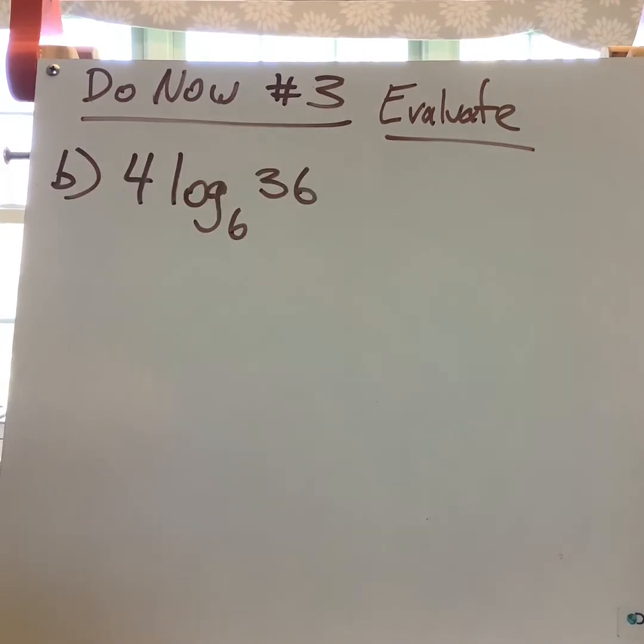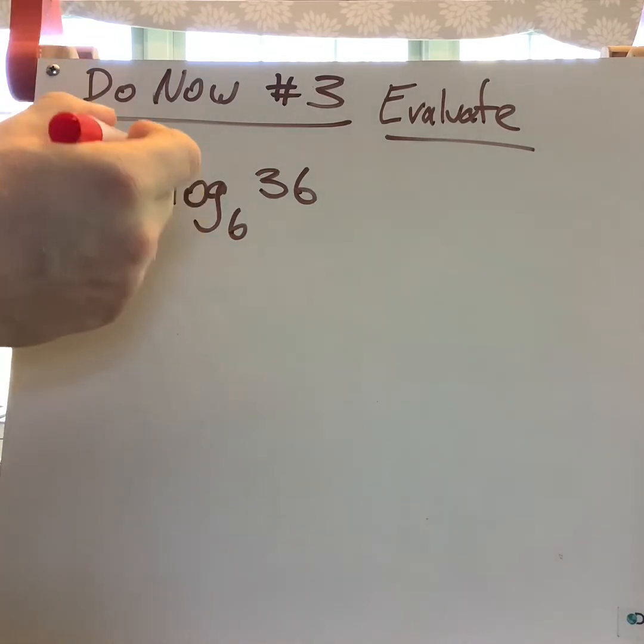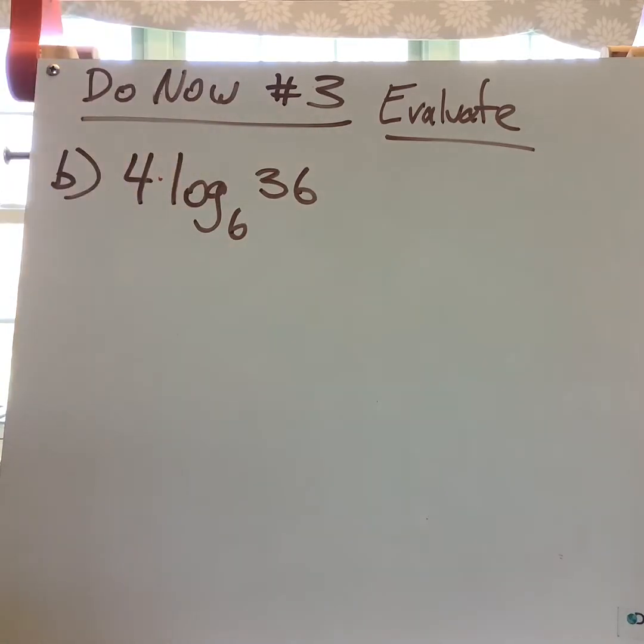So the next one says 4 log base 6 of 36. So you've got to think of this as, well, what's the operation going on between the 4 and the log base 6 of 36? Well, that's multiplication.